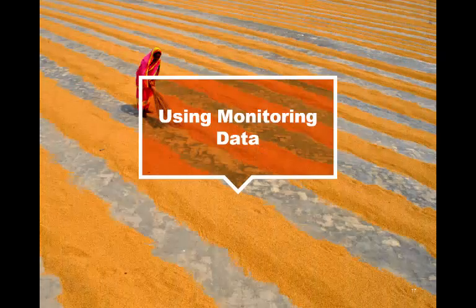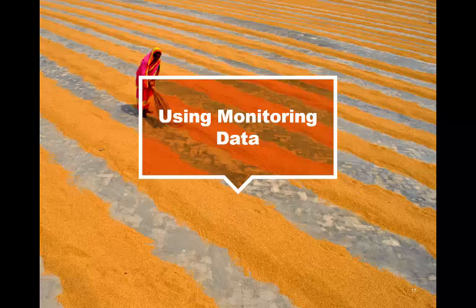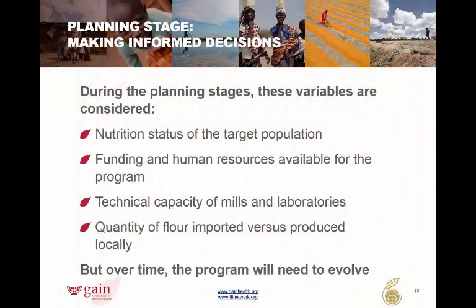Now we will move on to the second part of the module, using data. During the fortification program planning stage, stakeholders make informed decisions based on several factors, such as the known or estimated nutrition status of the population, the funding that can be committed, the technical capacity of the flour mills and the laboratories, the human resources available, and the quantity of flour that is imported versus the quantity that is produced locally. And these are just a few of the variables considered. But over time, the program will need to evolve.